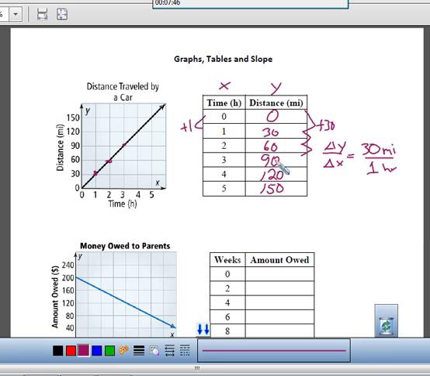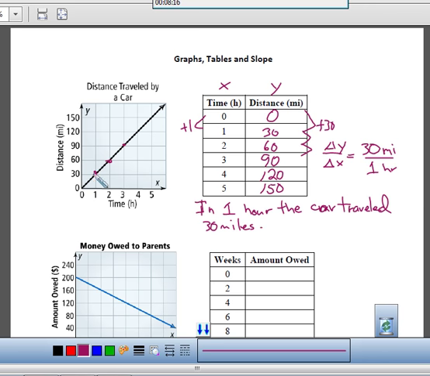So what is this basically saying? In 1 hour, the car traveled 30 miles. This is also known as a unit rate. And we talked about that a little bit in math class, the unit rate.